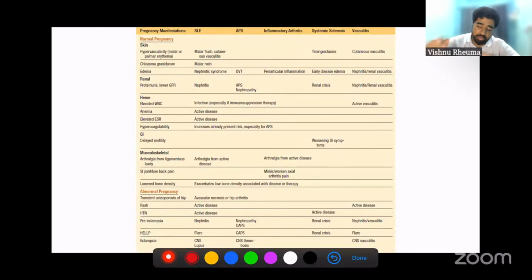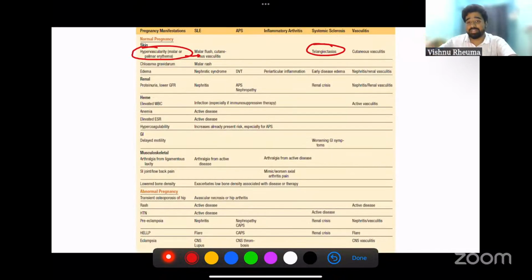Next, we see these mimics, right? So as I told you, there are multiple physiological changes that occur in pregnancy that can mimic something that may be there in a rheumatological disease. For example, palmar erythema can mimic malar rash, or telangiectasias may occur. Cutaneous vasculitis, it can mimic. Chloasma can mimic malar rash, a very common mimicker of malar rash. Then edema can occur by itself in pregnancy because of protein loss. That can mimic a lot of things.